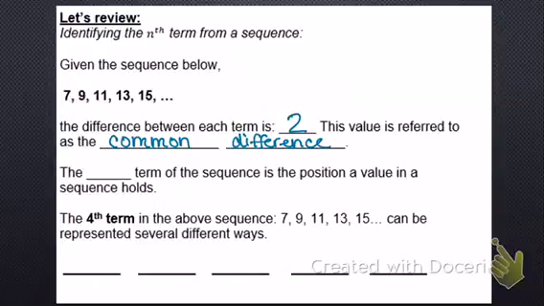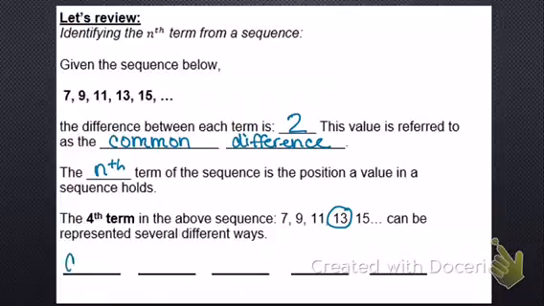So when we try to find the nth term, which can be any term that identifies the position that a value has in the sequence. So the formal definition, the nth term of the sequence is the position a value in a sequence holds. So if we look for the fourth term, for example, in the above sequence, we can see that our fourth term is 13, and that can be represented a lot of different ways that you've probably noticed so far.